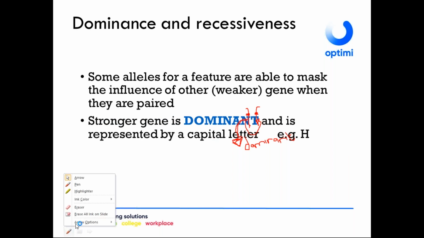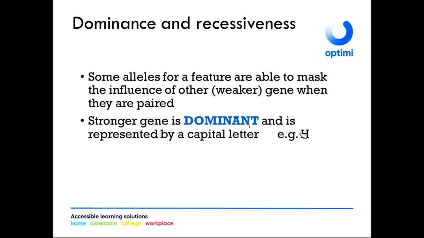The stronger gene is dominant and is represented with a capital letter. The stronger allele, or the one that masks the weaker one, is known as the dominant allele, and it is represented with a capital letter. Remember, we said a genotype is a representation of a gene using letters. So this would be a genotype of a dominant allele or a dominant gene.